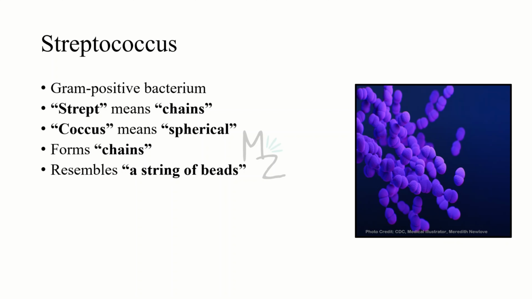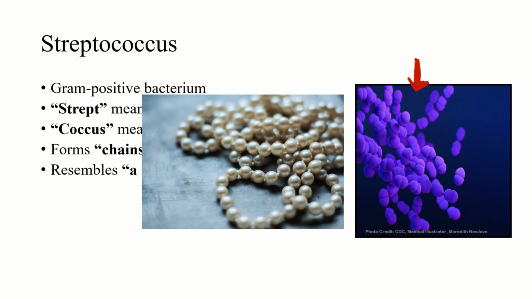Streptococcus. It is a gram-positive bacterium. I've got a detailed video on gram staining. If you want to watch it, find this link in the description. It has two words in it. The first one is strep, which means chains, and the second one is coccus. Coccus means spherical. Spherical is kind of round. So this bacterium is the one that forms chains. These chains can contain pairs, and this bacterium resembles a string of beads.